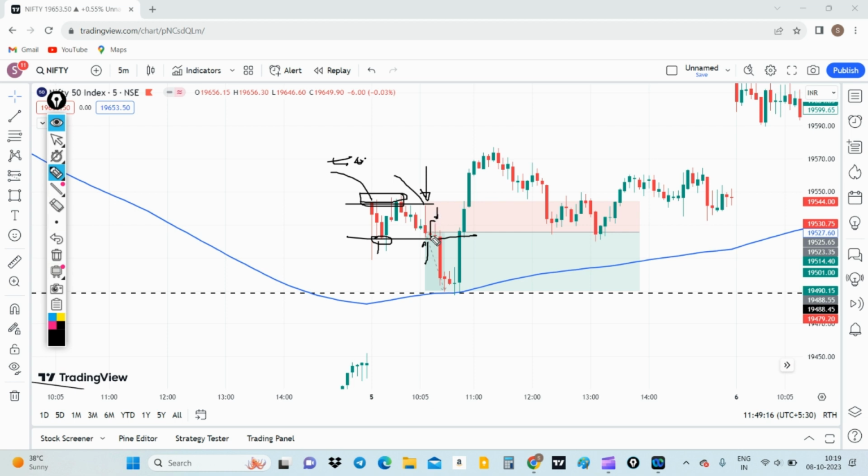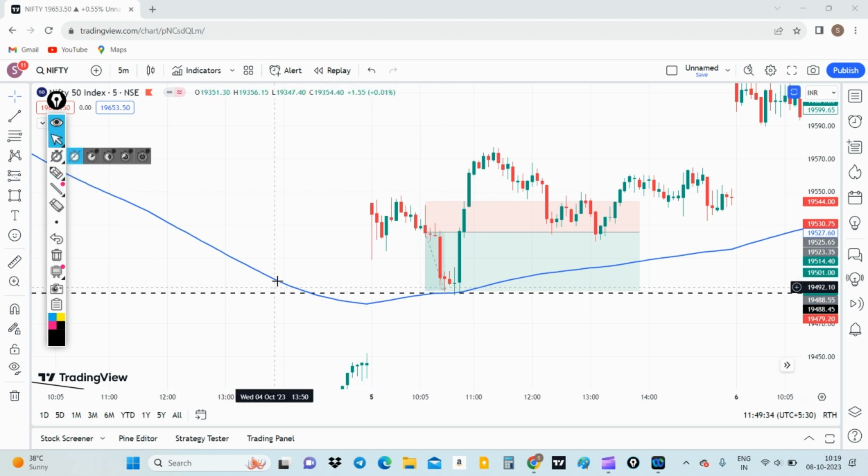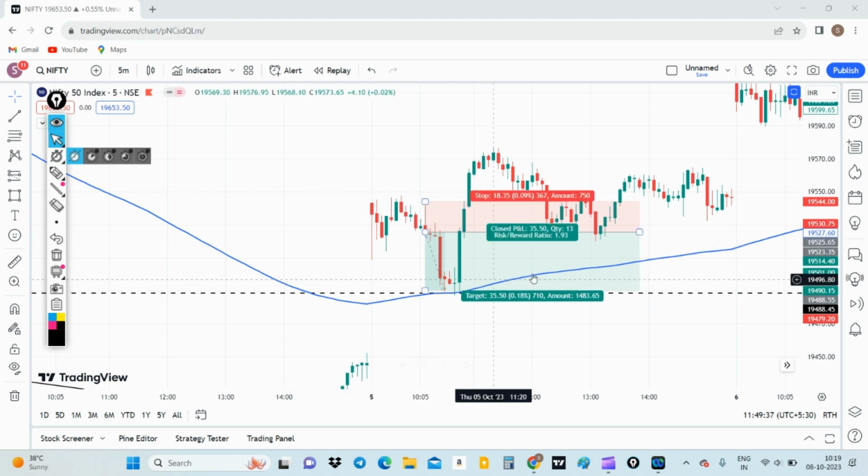So I started making entry from this candle, and this trade was very quick, and I was able to make around 19k profit from this trade because I had a huge quantity of 1800 quantities over there. So with that, I was able to make a very decent profit with this trade, because the premium required for the trade on Thursday is very less.